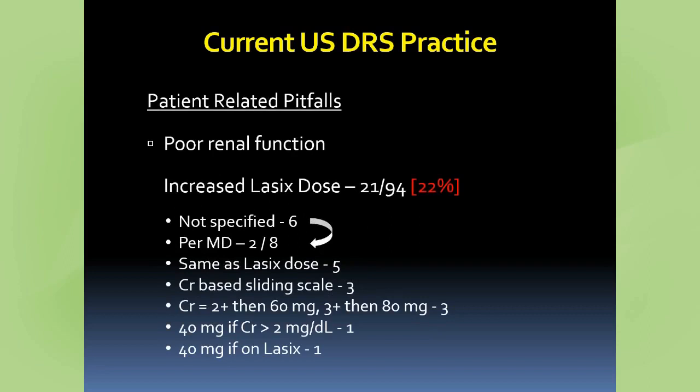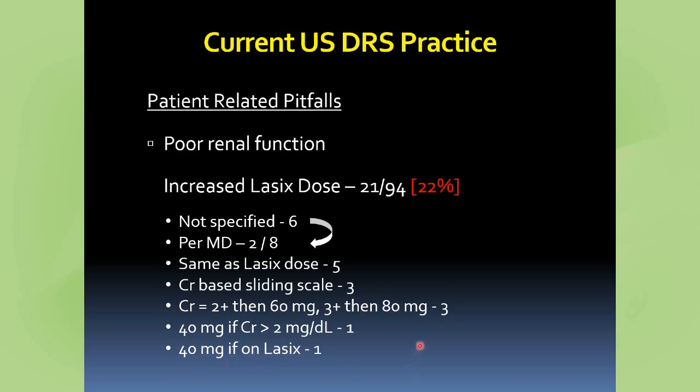Let me go back here one second. And one thing I want to point out is some of these are suboptimal. If you're only given 40 milligrams in the patient with an elevated creatinine, that's suboptimal. Again, you should be considering, with an elevated creatinine, giving 80 milligrams. 40 milligrams if on Lasix. Well, if they're on Lasix, they have a decreased renal function. Again, they might be best suited by giving 80 milligrams of Lasix.